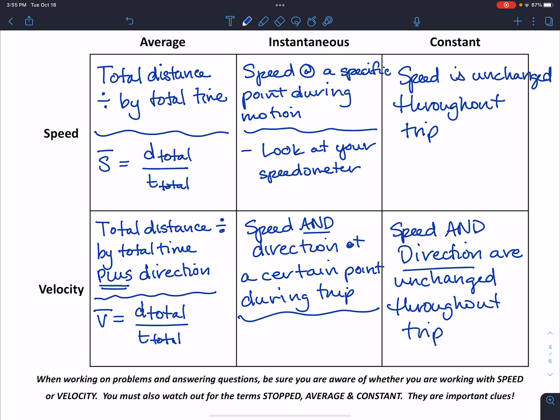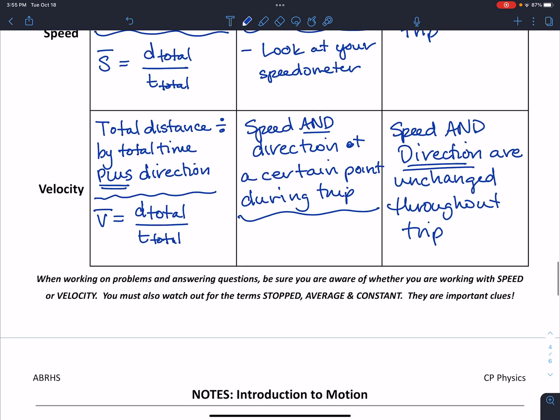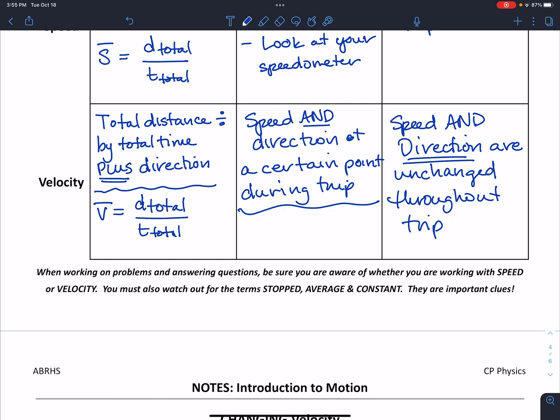The key here is that inclusion of direction. When you're working problems and answering questions, you need to be aware of whether you are working with speed or velocity, because that's going to tell you whether you need to include direction in your answer. You also need to watch out for terms like stopped, average, and constant, because these are important context clues.